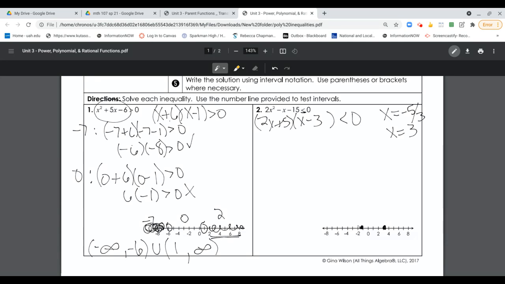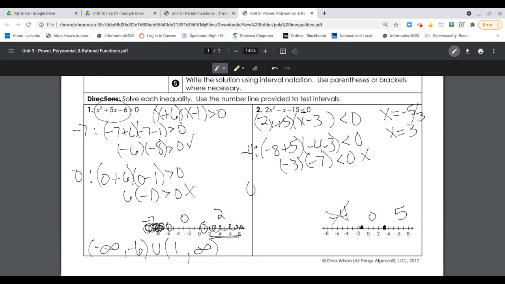And so what I'm going to do is check negative 4, check 0, and check 5. So when I plug negative 4 in, that gives me negative 8 plus 5 times negative 4 minus 3, and that should be less than 0. Well, a negative 3 times a negative 7 is a positive number, and no positives are less than 0. So negative 4 doesn't work, which means I cannot shade anything on that side of the line.